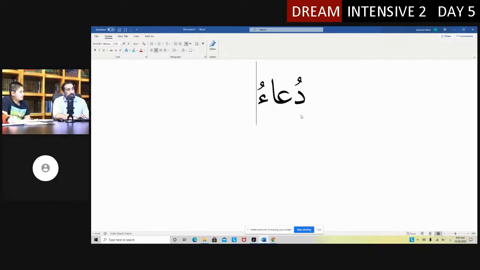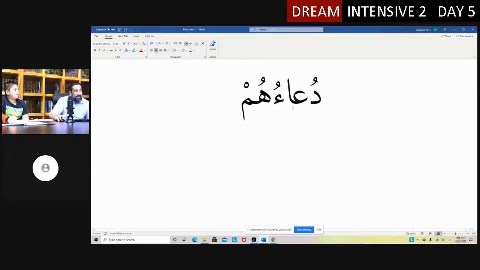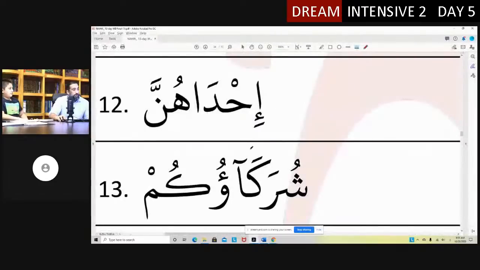du'auna, du'auhum. You can't actually attach to a hamza. Like shurakaukum, you notice the kum is actually not physically attached. And I can't do this. And I can't do this. So some letters have personal space issues, so they don't want to be attached. But that's still considered an attached pronoun. How are you going to know? Experience. That's how you're going to know.